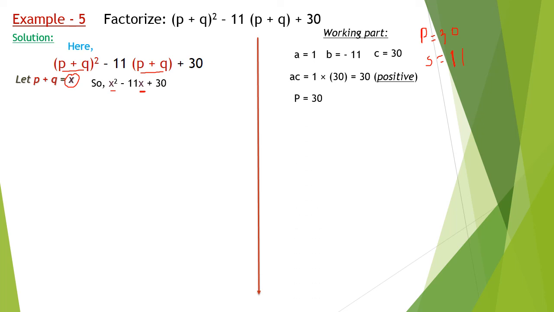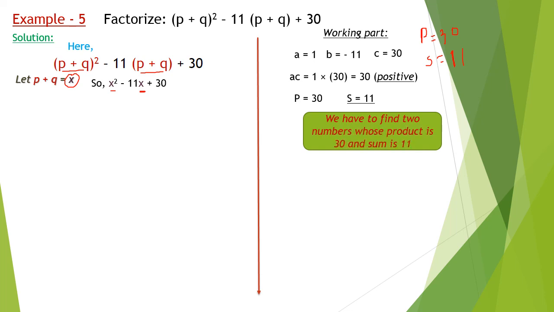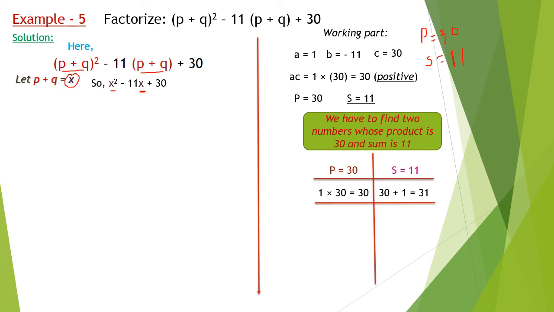You can easily guess the two numbers. If you can't guess, then there is a procedure for it. Now we start with 1 into 30 is 30, and 30 plus 1 is 31. So that's not 11, we need the sum to be 11. 2 into 15 is 30 and 15 plus 2 is 17, still not 11. We have to proceed. 3 into 10 is 30, and 10 plus 3 is 13. It's decreasing. It's nearer to 11.